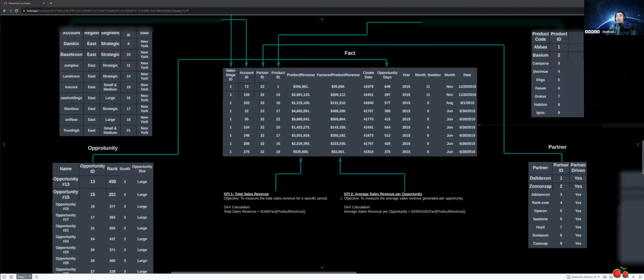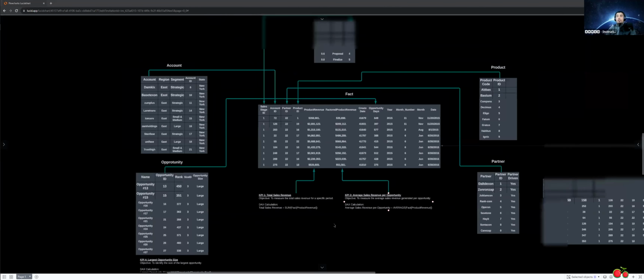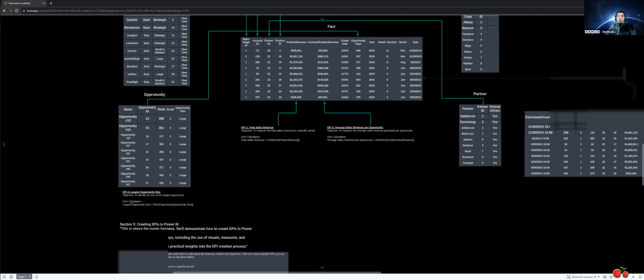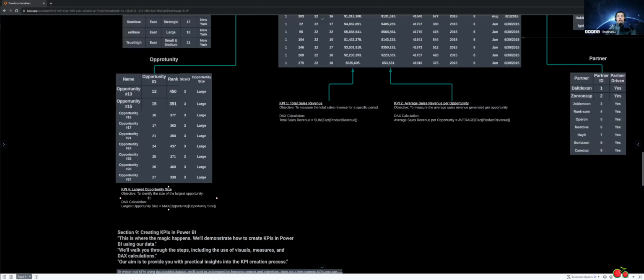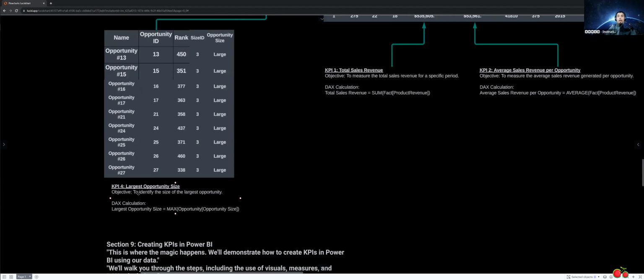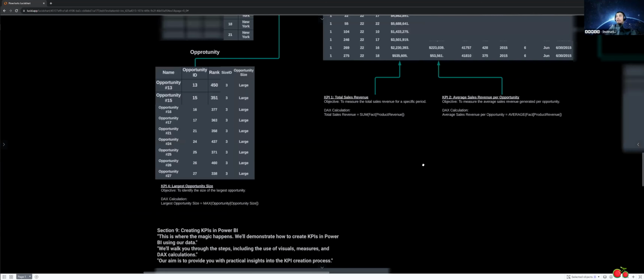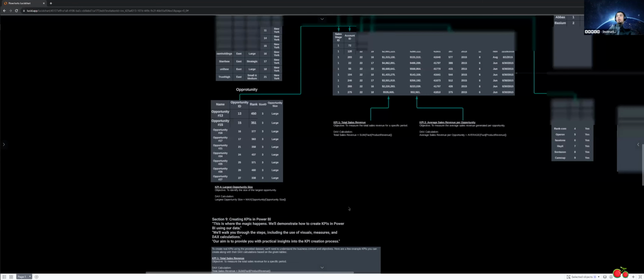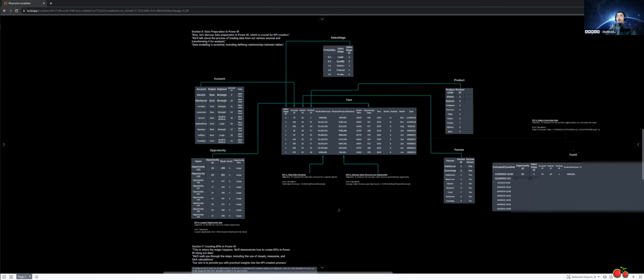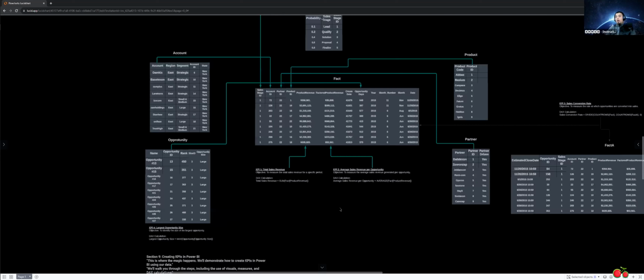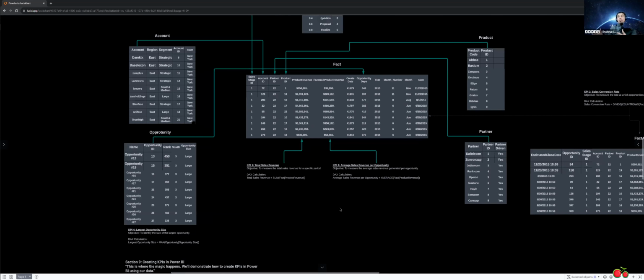All right, and here I have a list of measures, right? Here I'm creating another measure, like KPI number 4, the largest opportunity size. Again, this is to identify the size of the largest opportunity. This is called a KPI. And just by looking at this data, I can get about 10 or 12 KPIs altogether. So please do not underestimate your data sets.